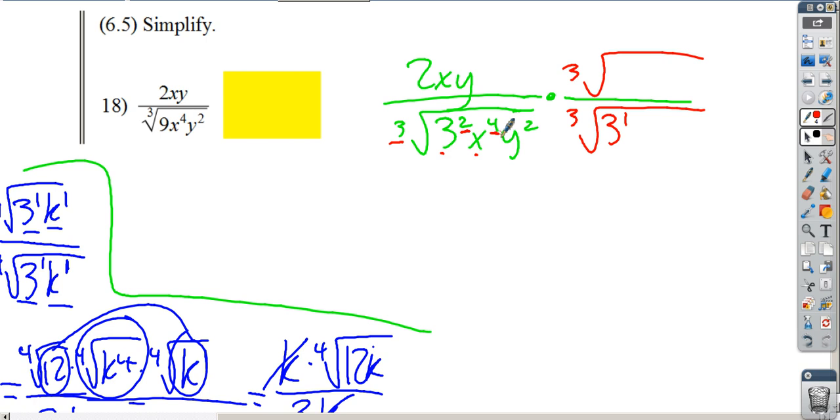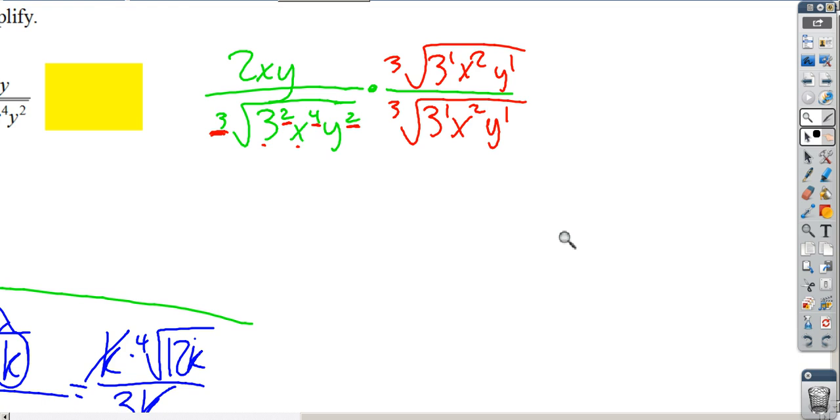I have x to the fourth, and I would like to get something that I can easily take the cube root of, and that would be x to the sixth. So if I have four x's, that means I need two more to get to x to the sixth. I have two y's, so I would need one more to get y to the third. And then we need that same thing on the top so that it's balanced, so that we're multiplying by 1, or the equivalent of 1.